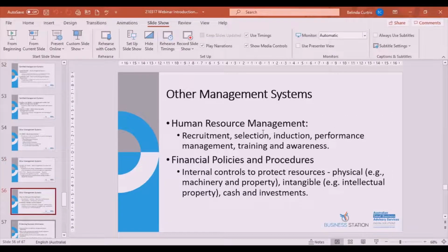HR, so how you recruit, select and induct and manage your employees, and your financial policies and procedures. So again, good internal controls, satisfying them that you are financially secure.